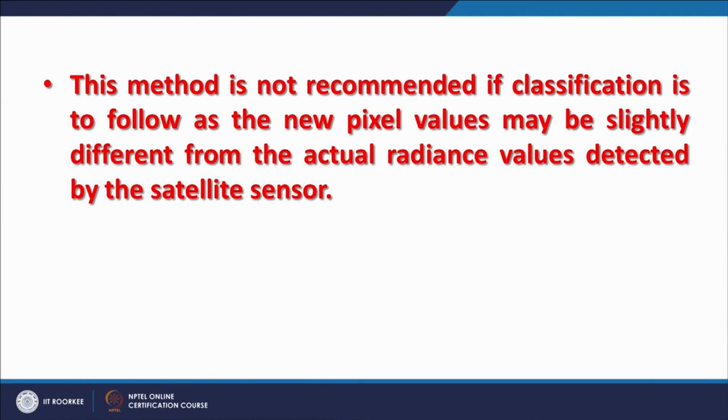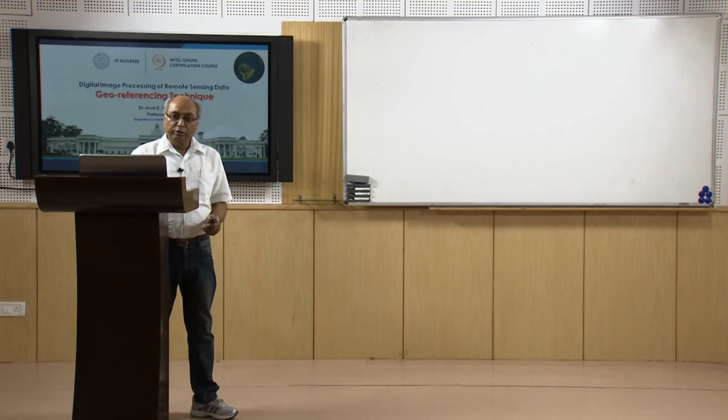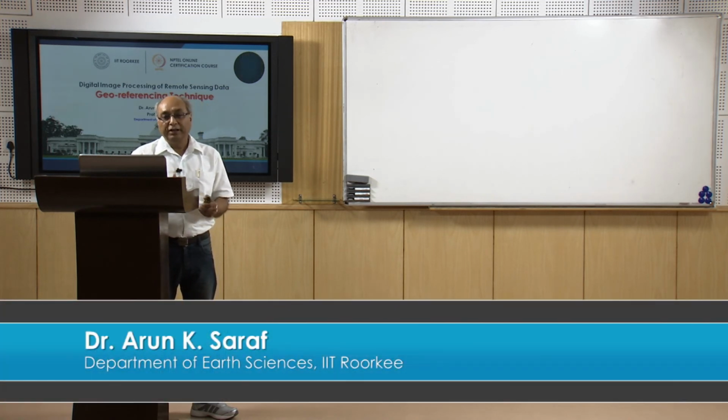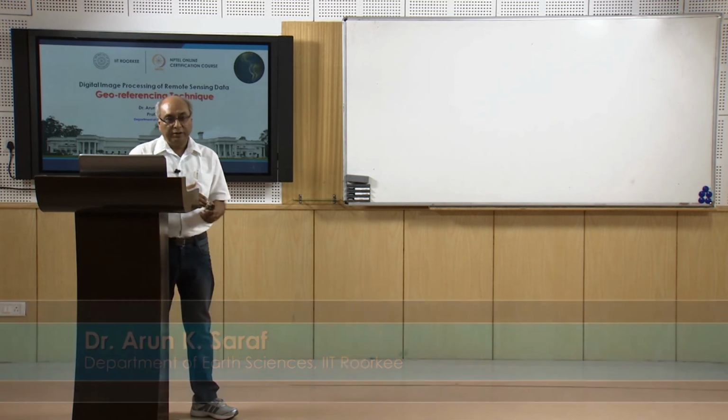It means it alters the pixel value. And this method is not recommended if classification, as I have already mentioned, is to follow, as the new pixel values may be slightly different from the actual radiance values detected by the satellite sensor. So there is always a trade-off. You achieve a very good georeferencing even with cubic convolution, but at the same time you are altering the pixel value. So if in your application you don't accept the alteration or deterioration of the quality of the image, then don't go for bilinear or cubic convolution. In that case, nearest neighbor is much better.